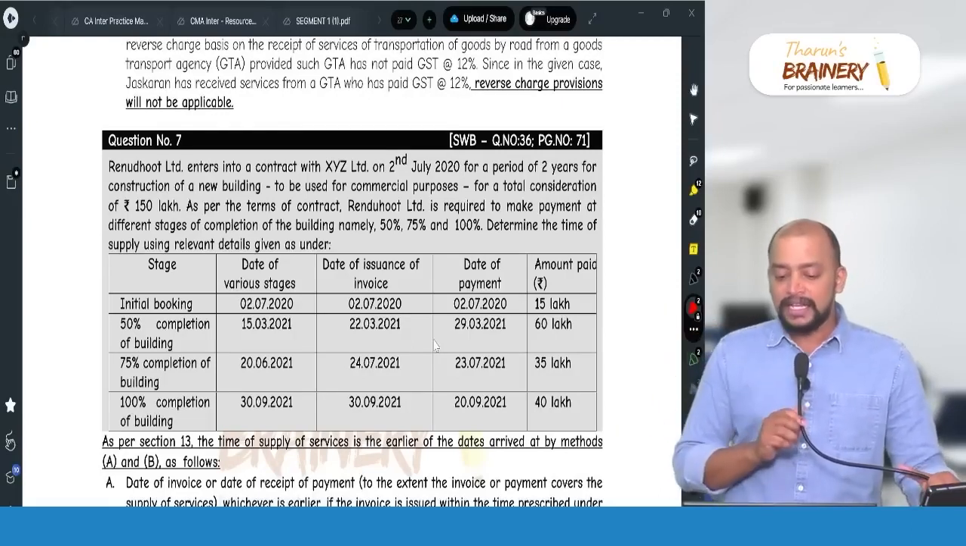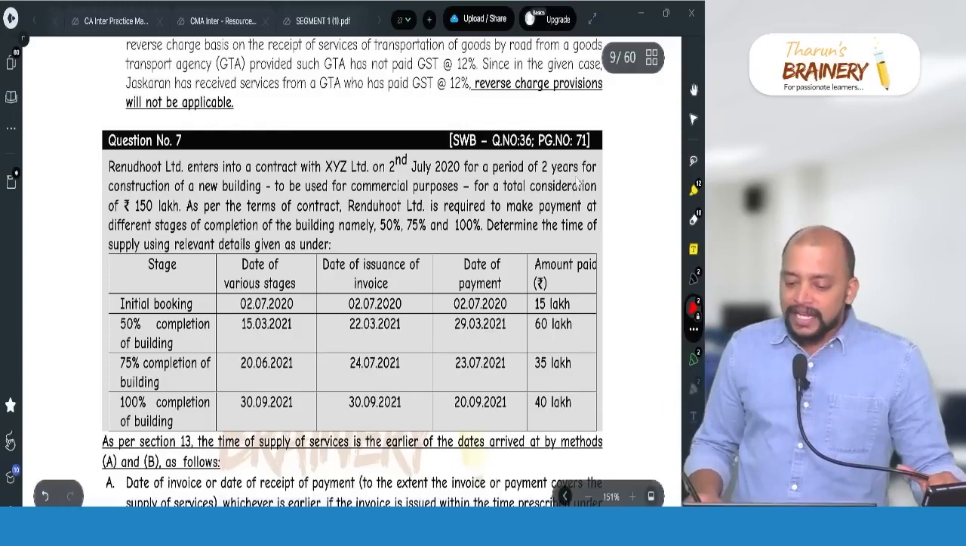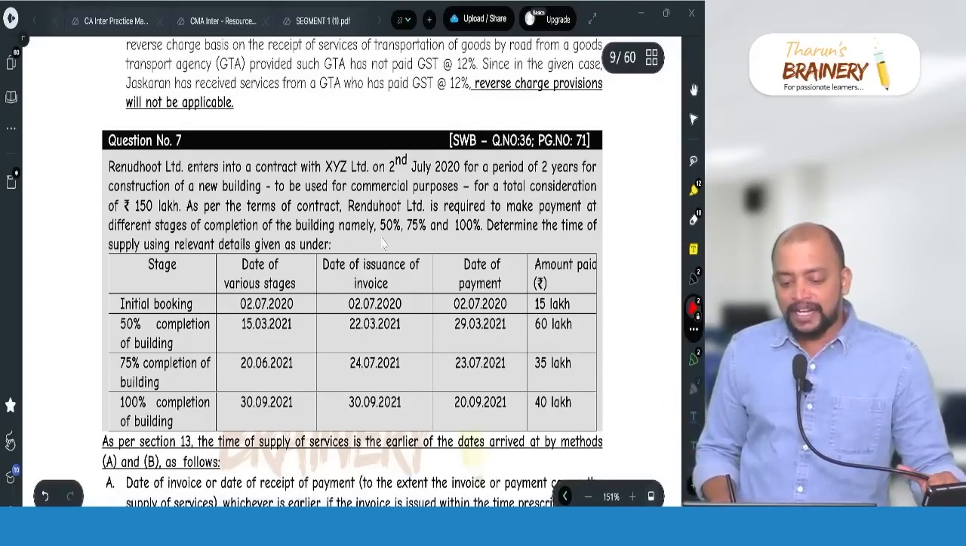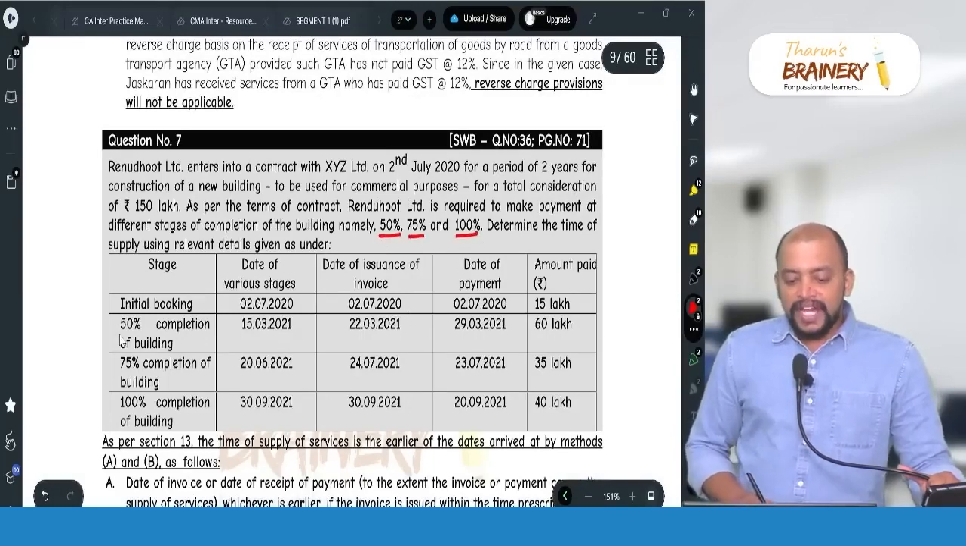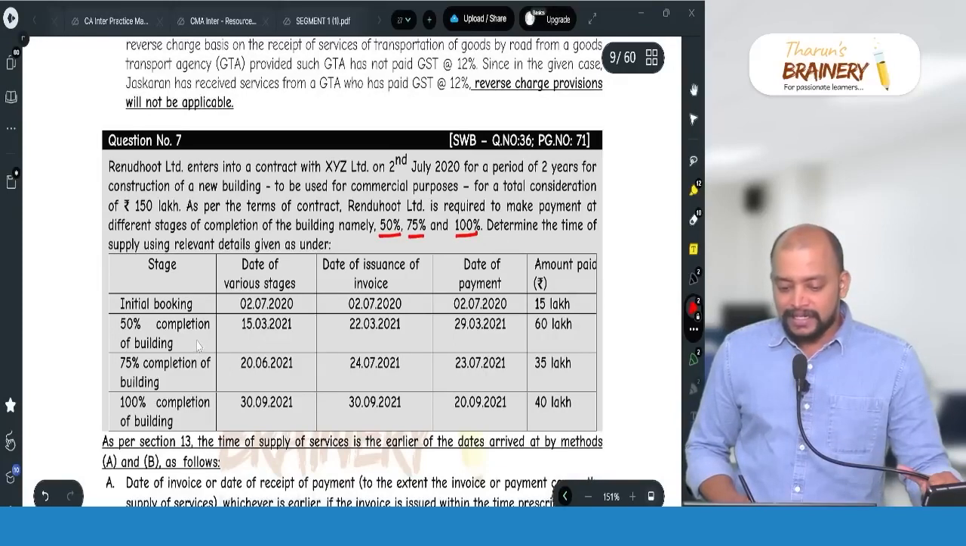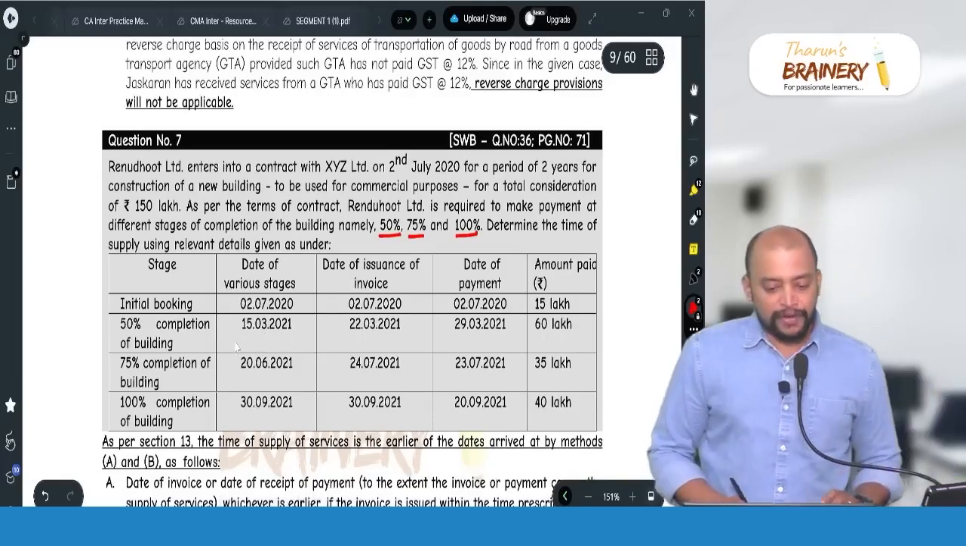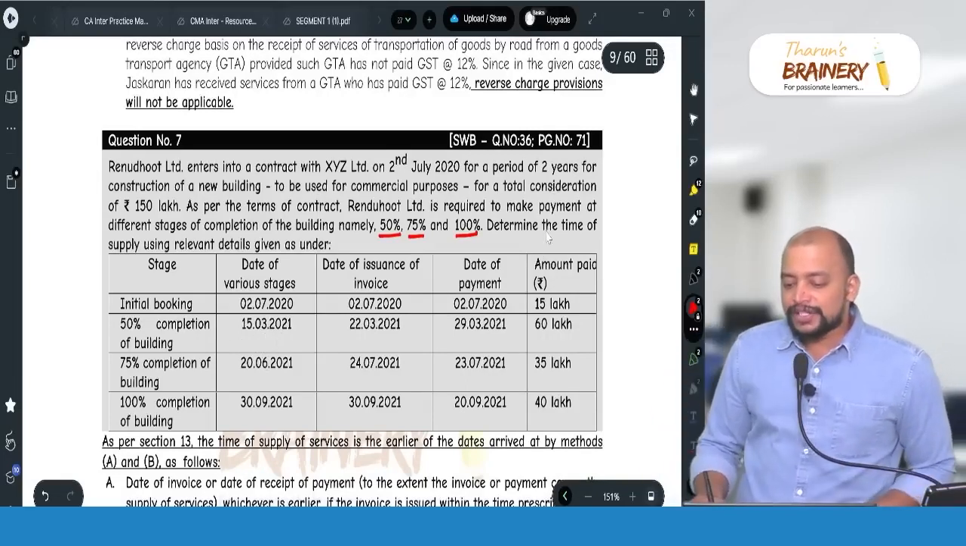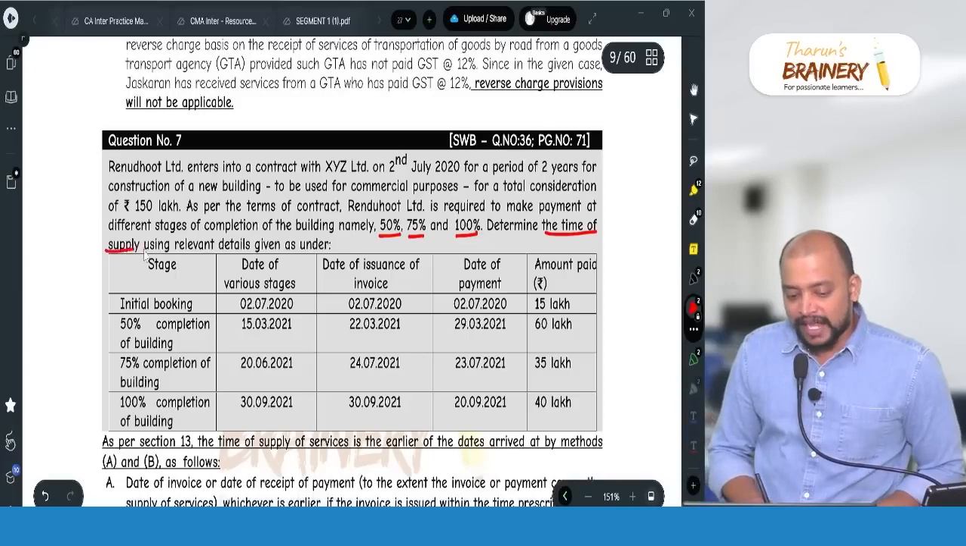Here if you see, they are linking the payment at different stages of completion of building, namely 50, 75 and 100. So when 50% is completed, 50% is completed on 15-3. So that is the due date of invoice. Okay. So now the question is not about due date of invoice. Determine the time of supply.